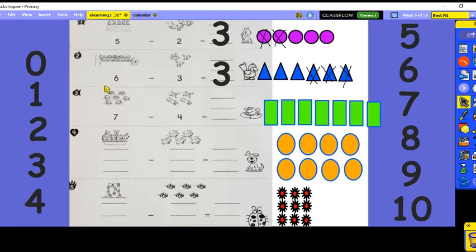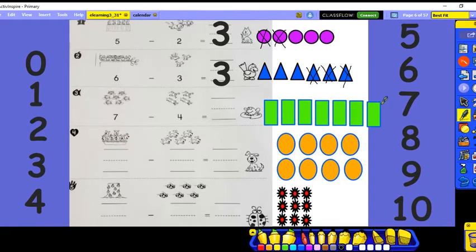Okay, so we have 7 frogs sitting on a lily pad, and 4 of the frogs hop away. So let's see how many we have. Here's our 7 frogs. 1, 2, 3, 4, 5, 6, 7. 7 frogs, and 4 of them hop away. 1, 2, 3, 4. And how many do we have left? 1, 2, 3. That's right.